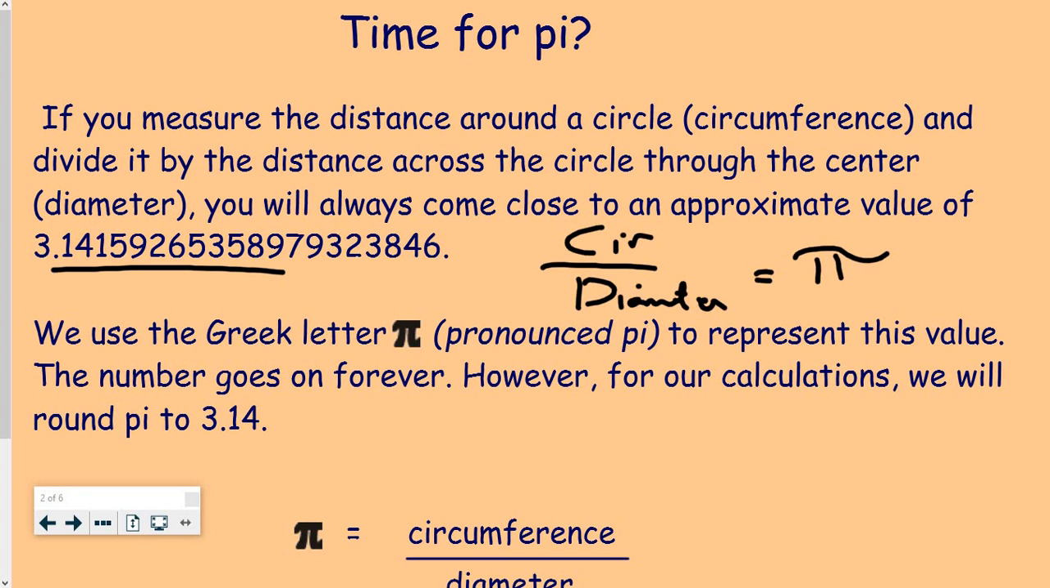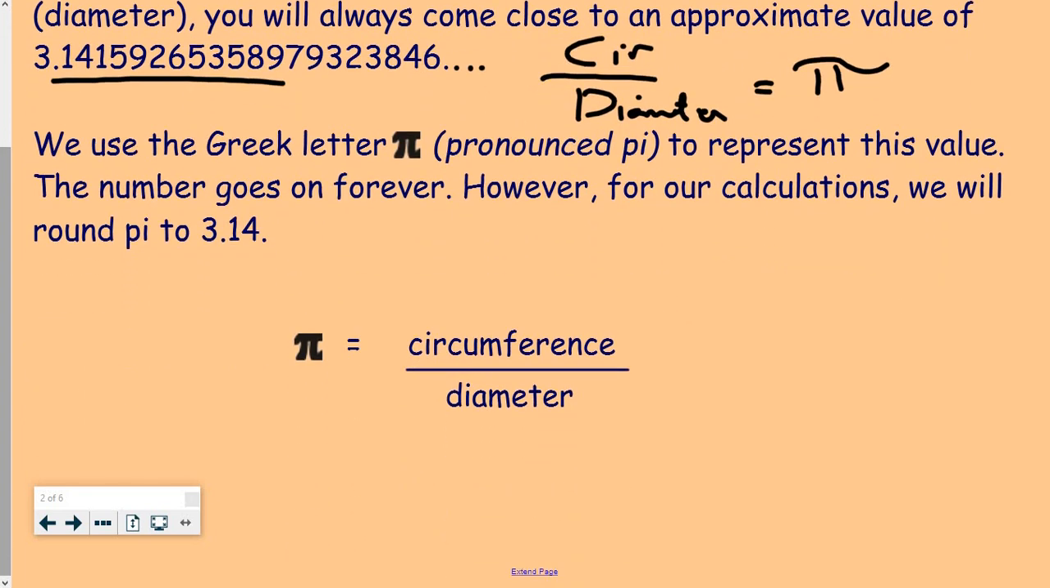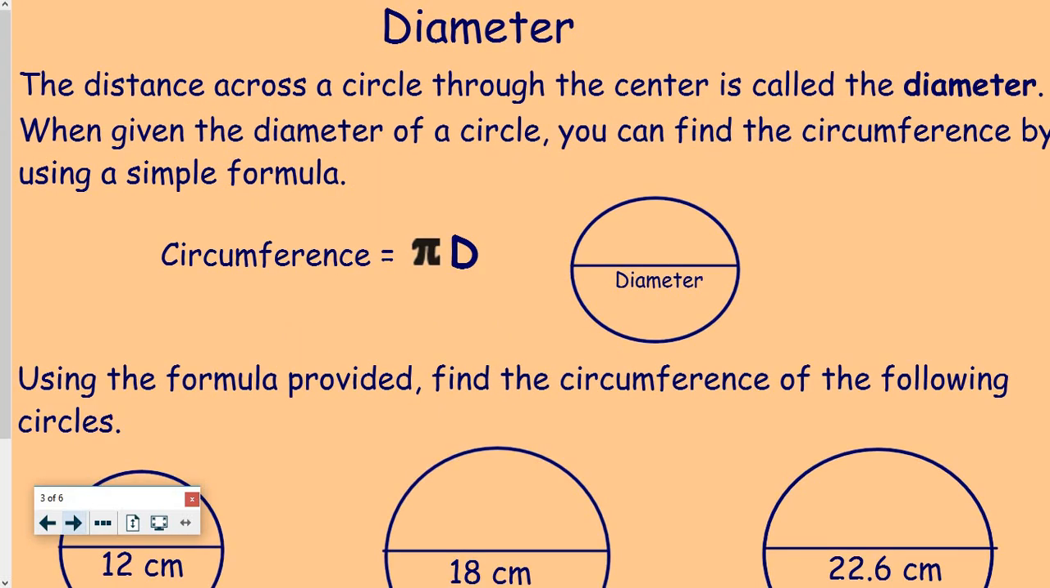It doesn't end there, it keeps going, and it's so random it's not a repeating digit. So you can memorize pi to as many digits as you want. For this class, we use 3.14. So pi equals circumference divided by diameter. The diameter is the distance across, so circumference equals pi d.